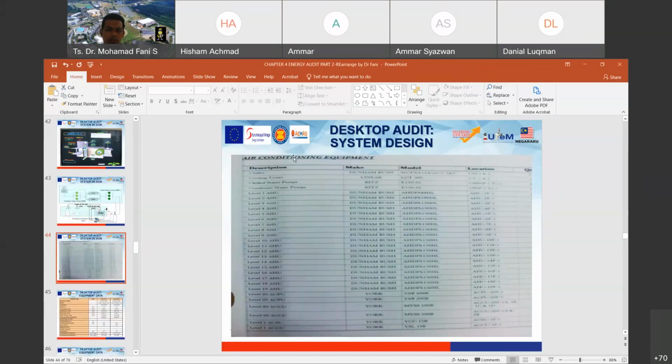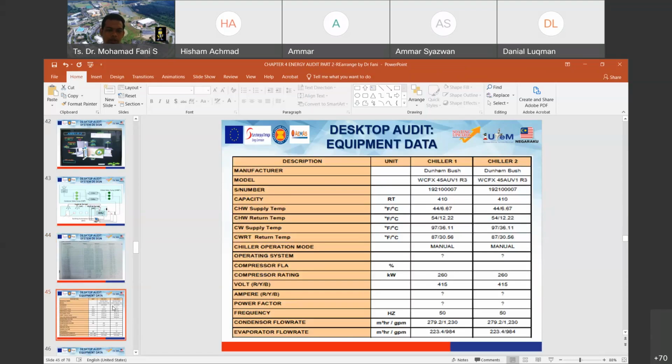Record the condition of the equipment, it must be recorded. Okay, template, equipment data, something like this. To get the chiller data, you can get it from the information plate that has been put on the chiller. So you get all this information from the chiller system, or even from the BMS, the rated one, and also for the OEM, the manufacturer's condenser flow rate and evaporator flow rate, you can get from the chiller itself.